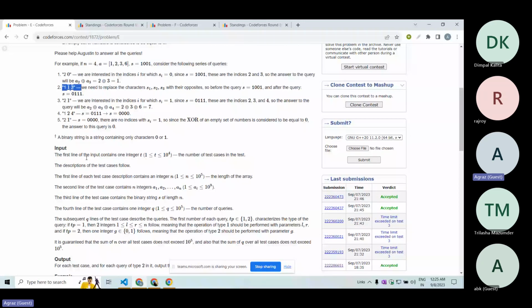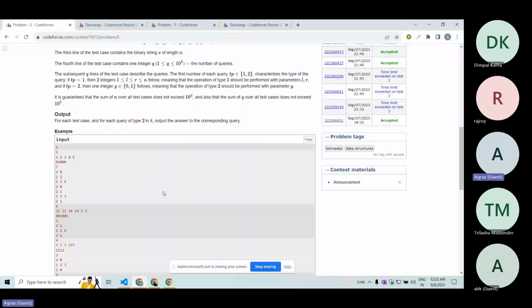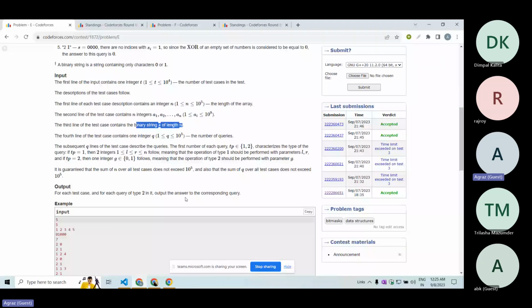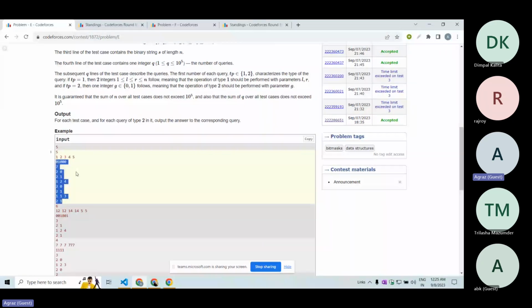So here the input is in the normal standard form. First we are given the size of the array, next the integers, and of course then the binary string. Now the main focus of the question here is not to just do the brute force.